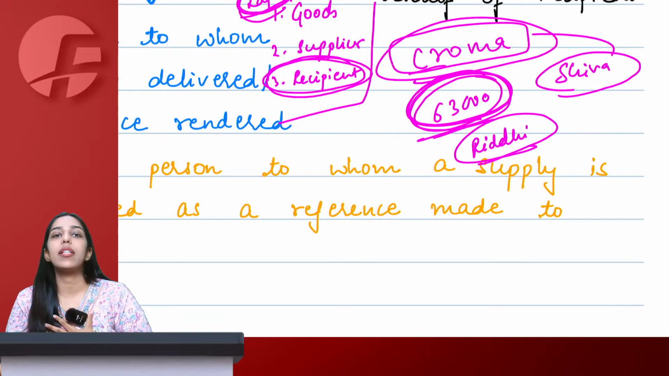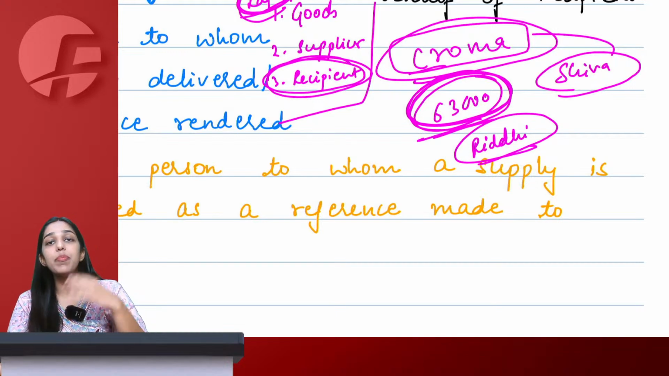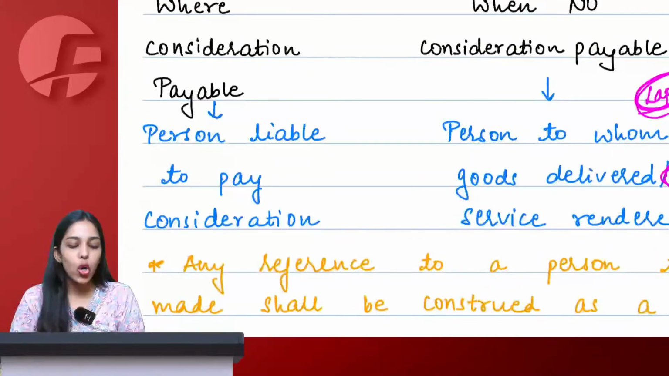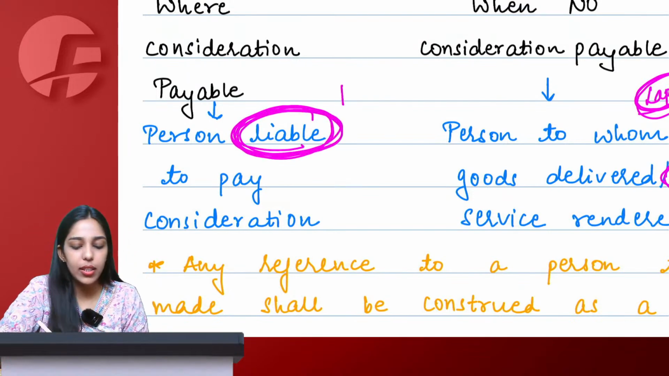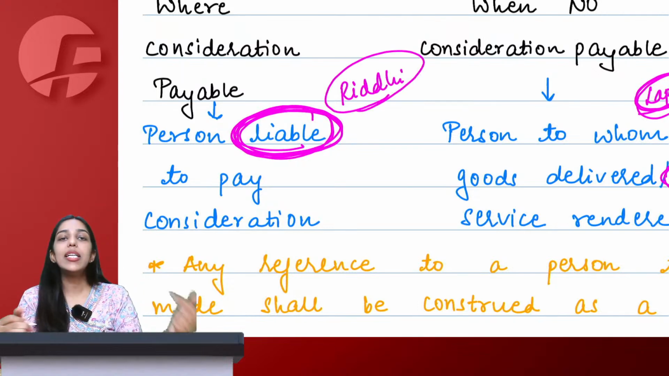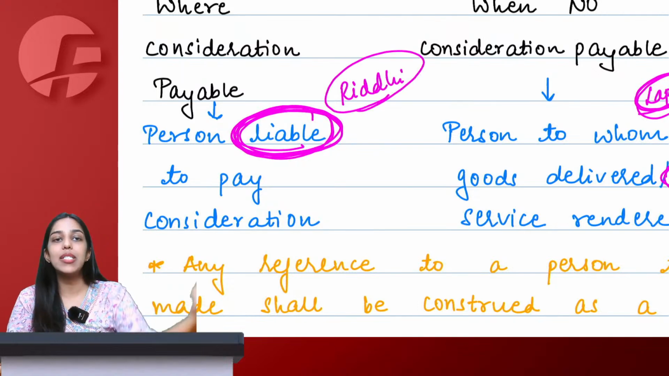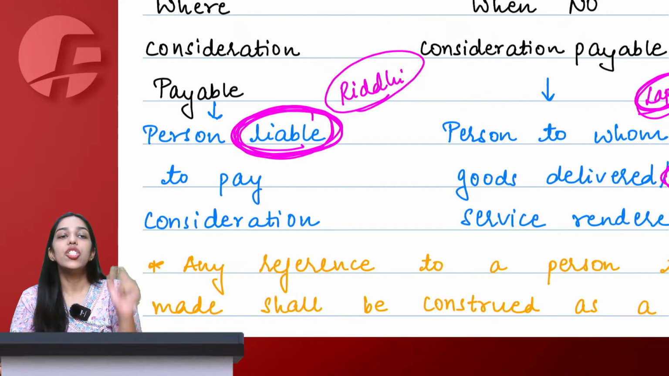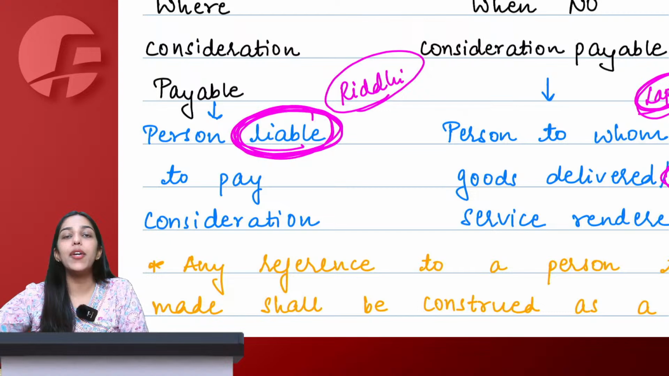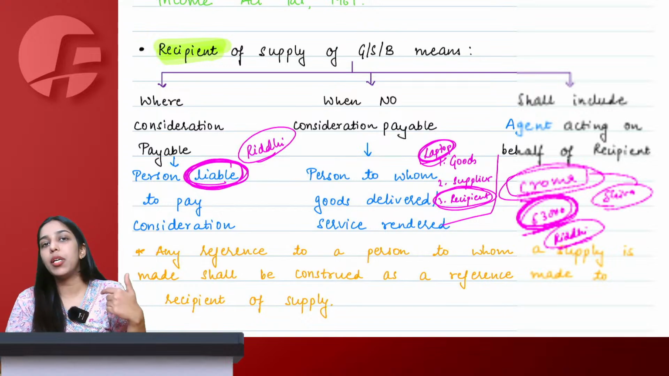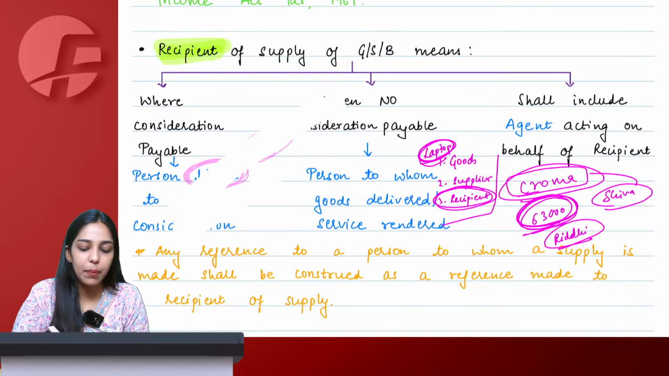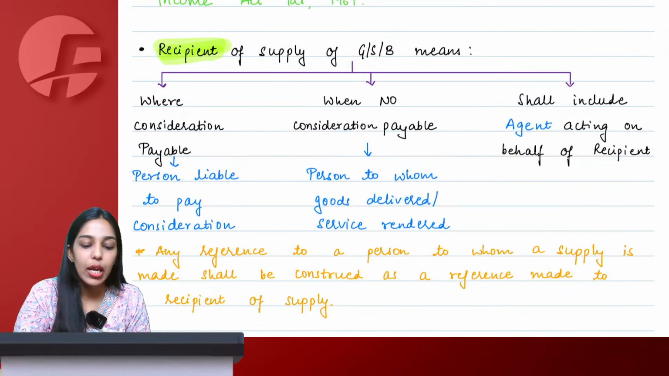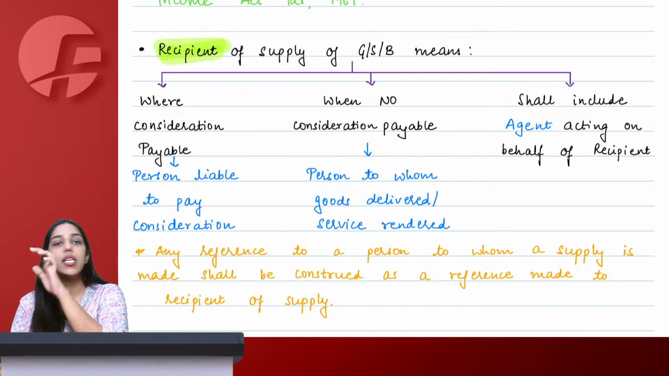Yes, I will be the recipient, not Shiva. Shiva has just paid the money on behalf of me. I was constantly highlighting the word liable. The person liable to pay the consideration is Riddhi only. I have purchased the laptop for my business purpose. I was the person liable to pay the amount just because I told Shiva to pay it on my behalf. Doesn't mean Shiva here becomes the recipient. I am the ultimate person going to enjoy these goods and I should be the one paying the consideration, and I am the only person liable to pay consideration, and therefore if at all you are thinking that Shiva is the recipient, you are wrong.